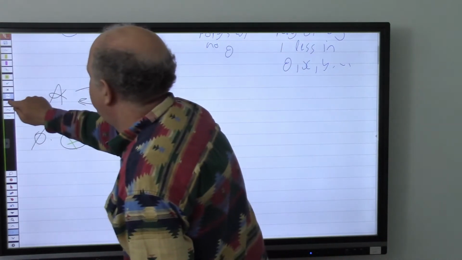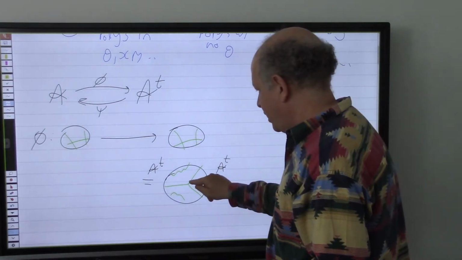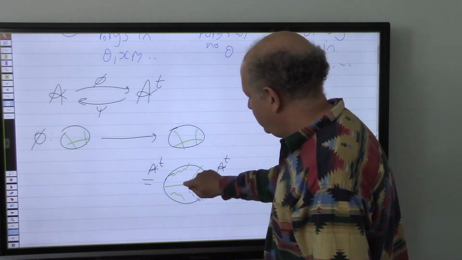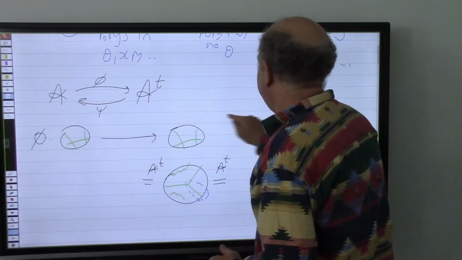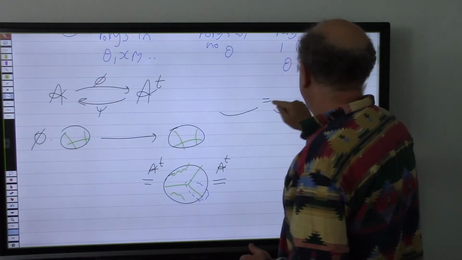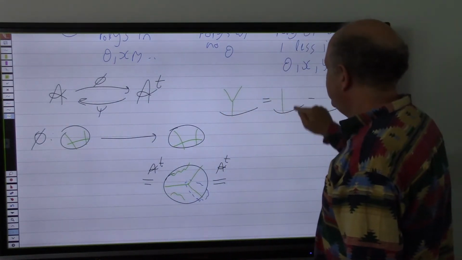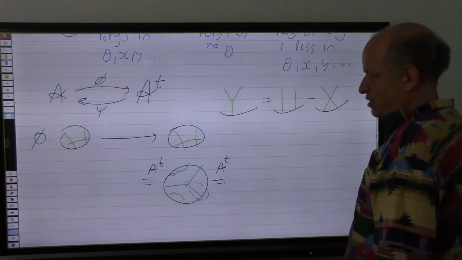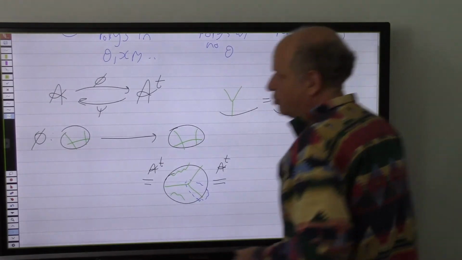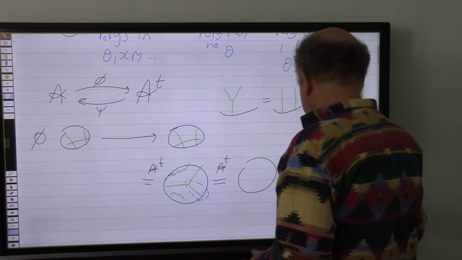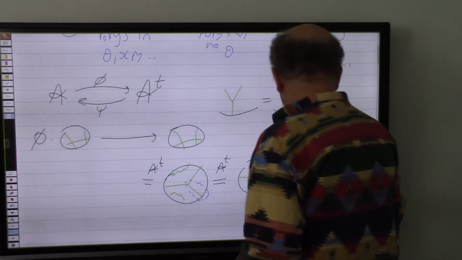So in AT you can reduce it modulo STU in two ways. You can reduce it around this edge. So maybe I'll remind you what STU was. STU was that if you have a Y sitting on the external skeleton, you can reduce it to two parallel lines minus two cross lines. So here you have a Y sitting on the skeleton. So I can reduce it, and I get two parallel lines minus two cross lines.